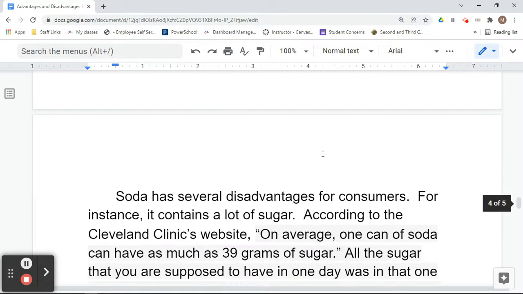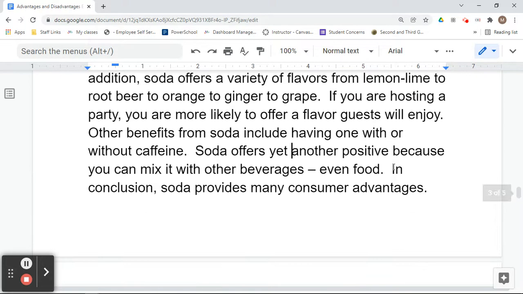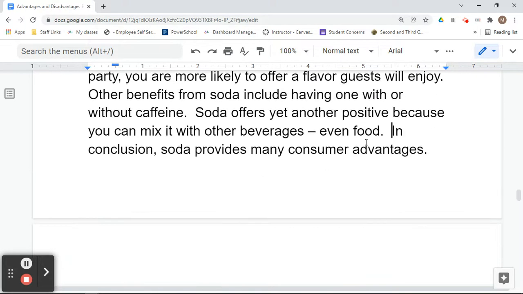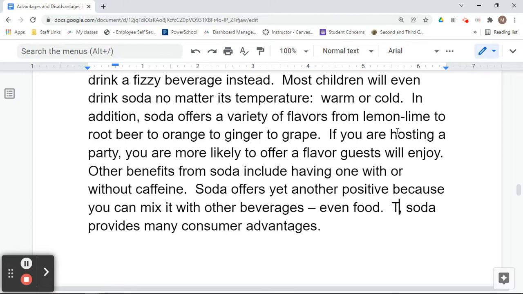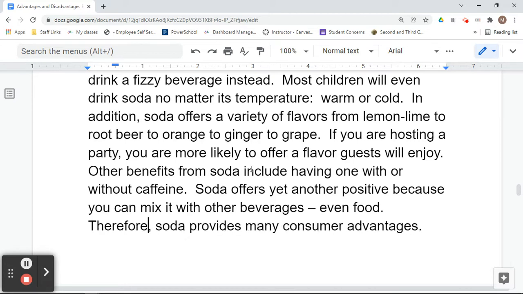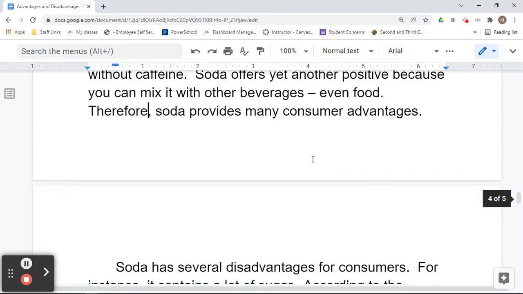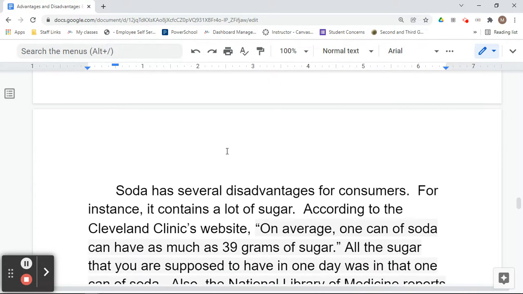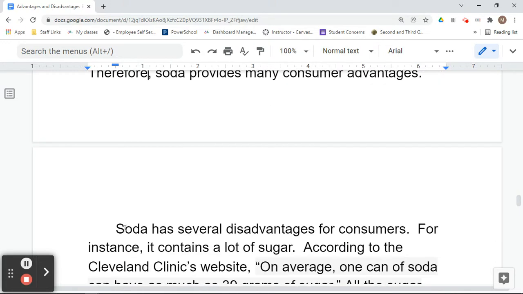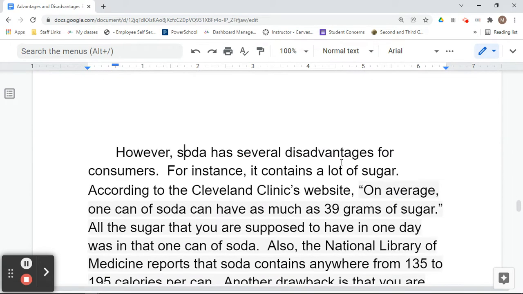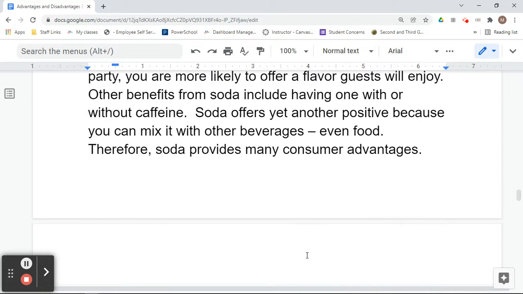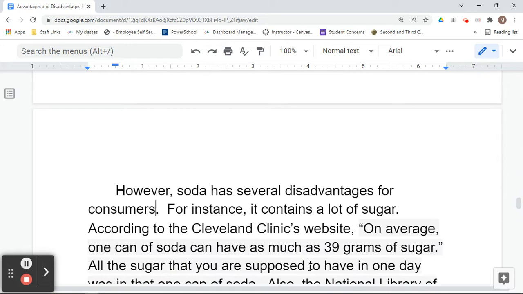Okay, and then I'm going to go into soda has several disadvantages for consumers. So I may need to change this just a little bit. Instead of in conclusion, I'm going to just say therefore, soda provides many consumer advantages. And next body paragraph, which is disadvantages. Soda, however, soda has several disadvantages. And I think I'm going to take that consumers out. Therefore, soda provides many consumer advantages. However, soda has several disadvantages.